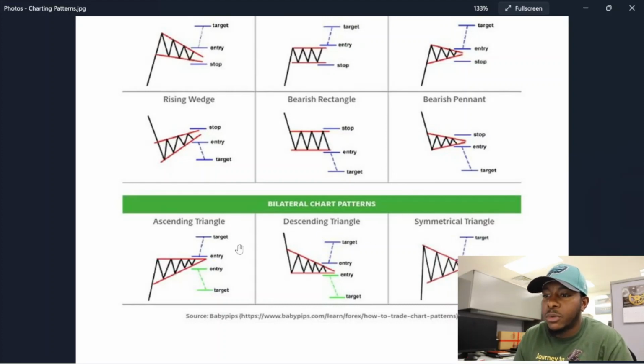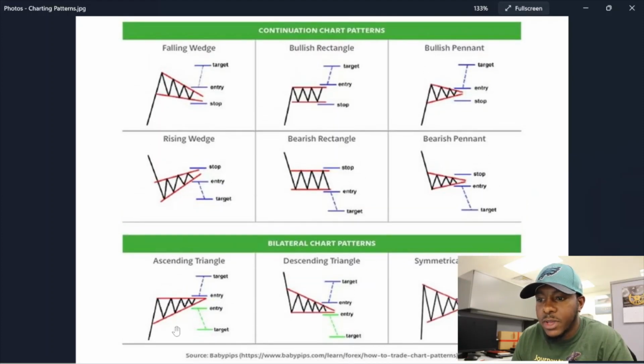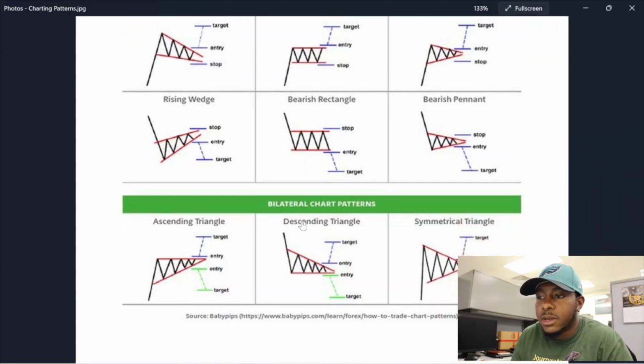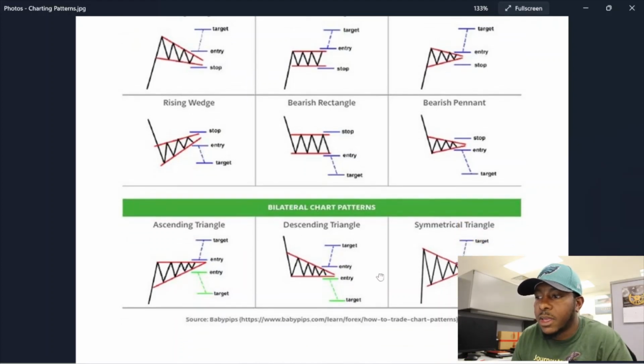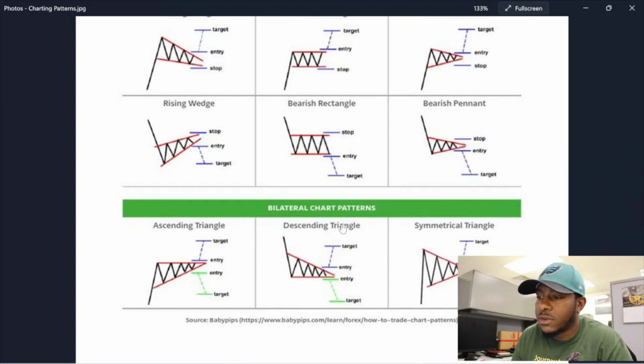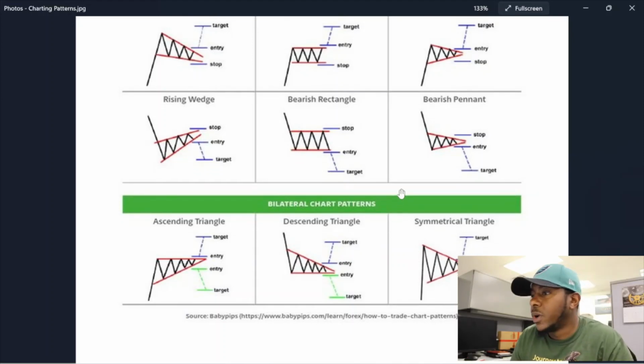Now these bilateral patterns, these right here, these just basically tell you that, hey, the market can trade in either direction. So that's a center triangle, can go either up or down, although it looks like what? Looks like this falling wedge, or it looks like the bullish pennant, right? Looks like either one of those, but it's in the center triangle. The descending triangle is the same thing, and the symmetrical triangle is also the same thing. So you have to be aware of those things.